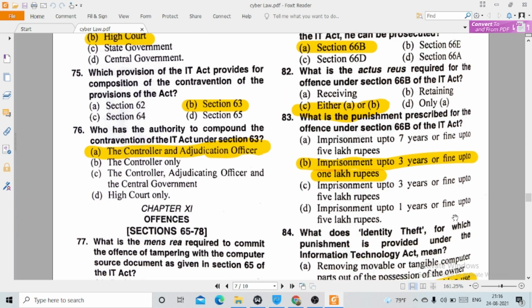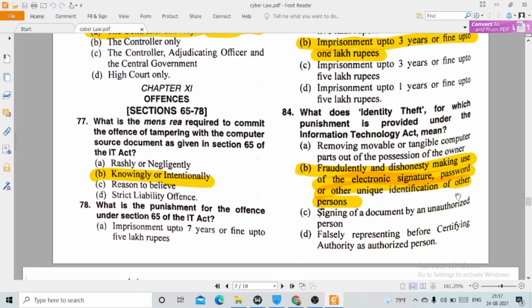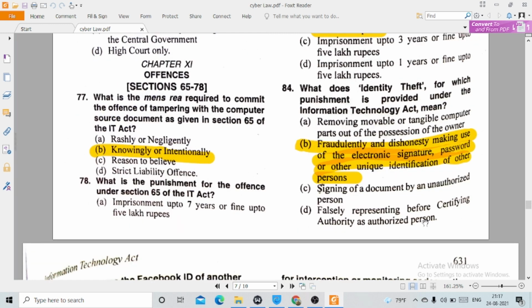83. What is the punishment prescribed for the offence under Section 66B of the IT Act? So the punishment is imprisonment up to 3 years or fine up to 1 lakh rupees. 84. What does identity theft, for which punishment is provided under the Information Technology Act, mean? It means option number B, fraudulently and dishonestly making use of the electronic signature, password or other unique identification of other persons.